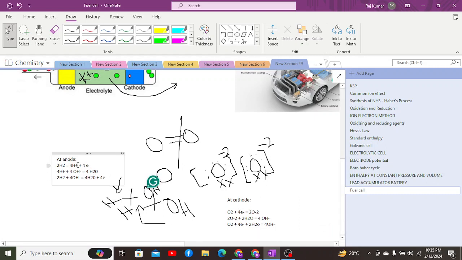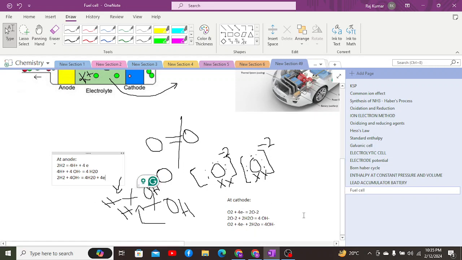However, we can consider this as a direct approach, that instead of writing the entire equation at anode, we can simply say that hydrogen is oxidized to water, and on cathode, oxygen is reduced to OH. So this can be a simple explanation for this process overall as well, right?